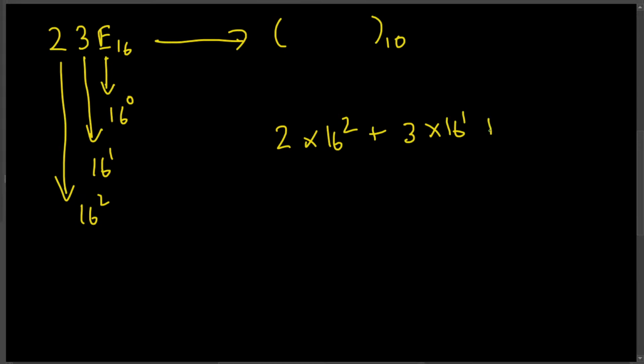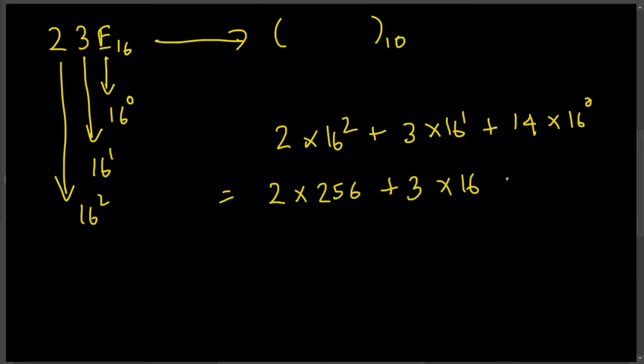So 2 contains 16 power 2, so we multiply 2 times 16 square plus 3 times 16 power 1, and then e times, e represents 14 in hexadecimal. So instead of writing e, I'm going to write 14 here: 14 times 16 power 0. Okay, 16 square is 256, so I'm going to multiply this one by 256, and then plus 3 times 16 power 1 is 16, and then 14 times 1.